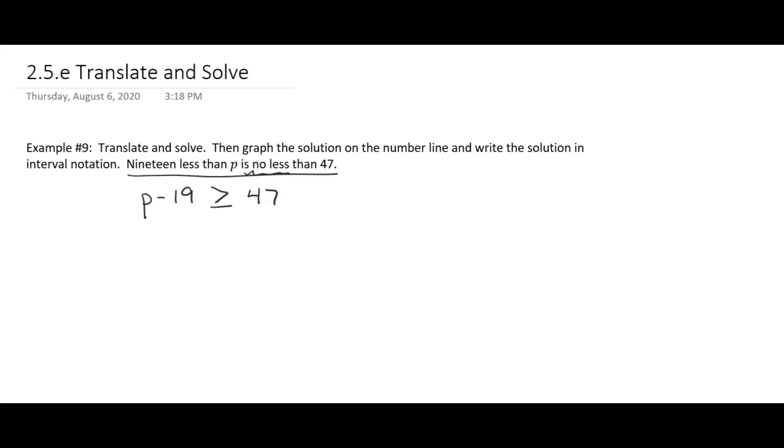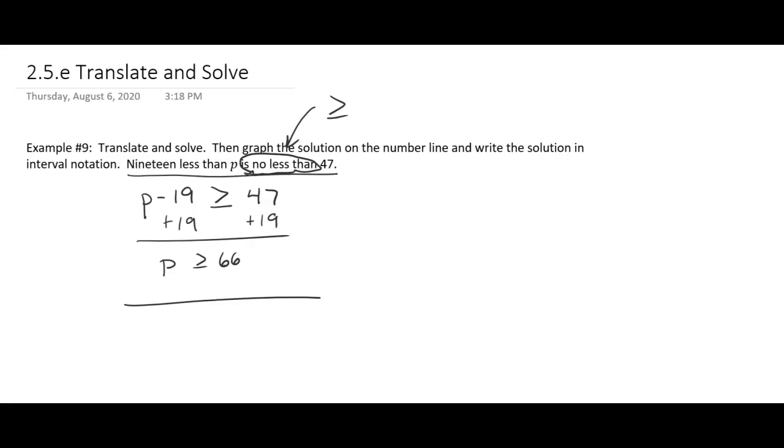We just used less than previously when we were talking about 19 less than p. But now this part right here is no less than. So that means it's got to be greater than or equal to. That was tricky. Okay, so I'll let you think about that one. But now we have this inequality. We're going to add 19 to both sides. P is greater than or equal to 66.